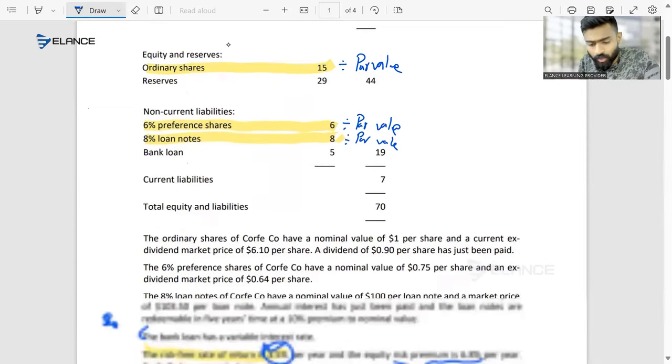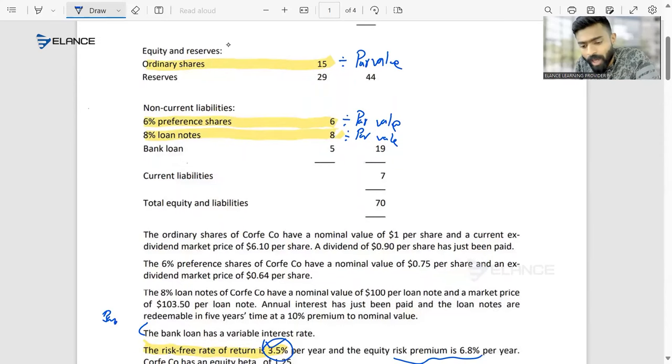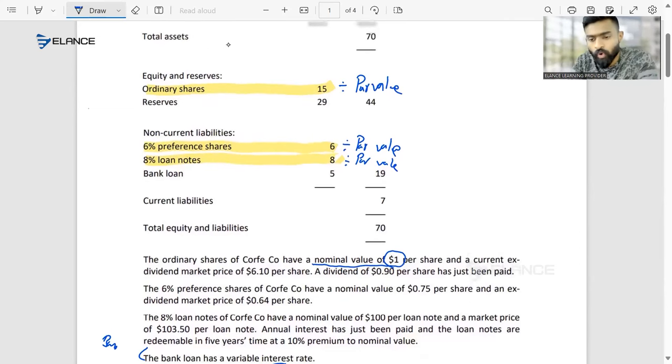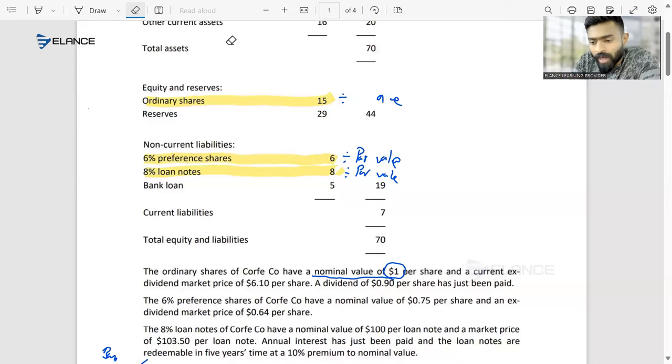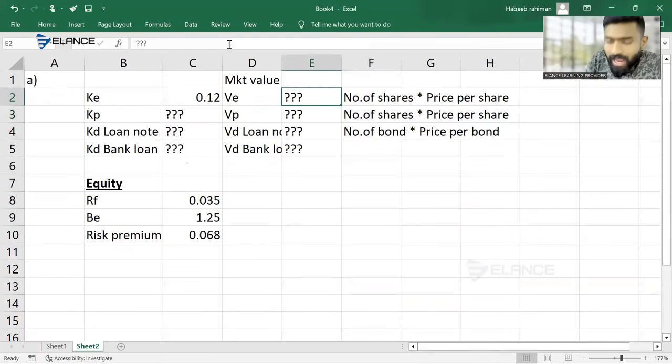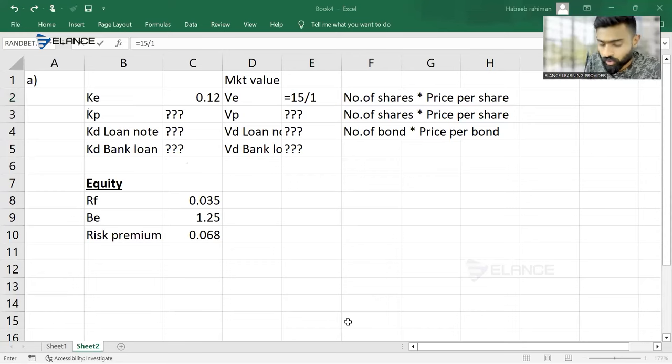From the question, you can see that the ordinary shares of Corvette company have a par or nominal value of $1. So, 15 million divided by 1. Par value is 1, so we get 15 million shares. Is this value or numbers now? Do comment. It is numbers now. So in total we have 15 million shares.